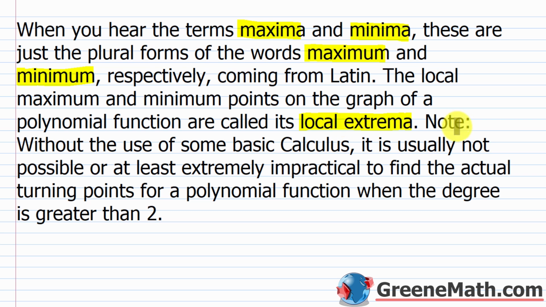I have a note here. Without the use of some basic calculus, so this would involve derivatives, it is usually not possible, or at least extremely impractical, to find the actual turning points for a polynomial function when the degree is greater than 2. What I'm talking about there is that you don't have a graph. So you're not using Desmos, or you're not presented with a graph or something like that. And they just give you the function and they say, hey, go ahead and find the local extrema. That's something we're going to be able to do once we get to calculus and we learn about derivatives.